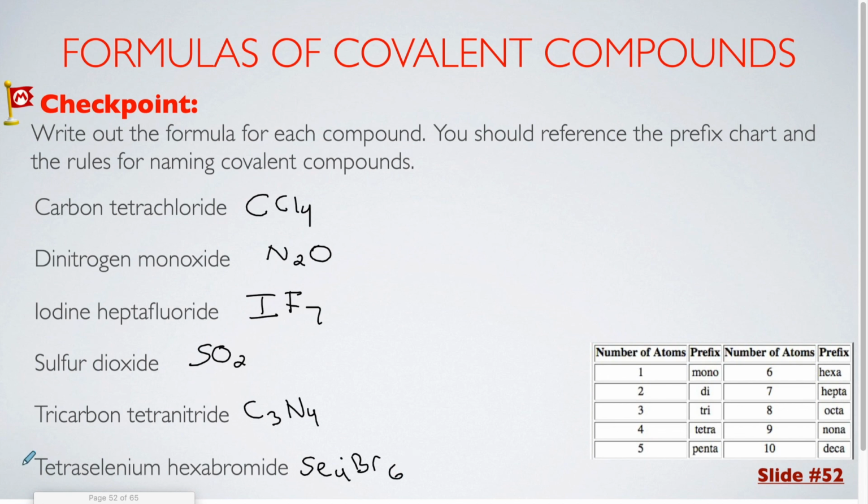This example is important because we know back in our ionic compounds we were supposed to reduce any of our formulas, and this could be reduced. You do not reduce covalent compounds. These molecules actually have each of these numbers of atoms within their structure.